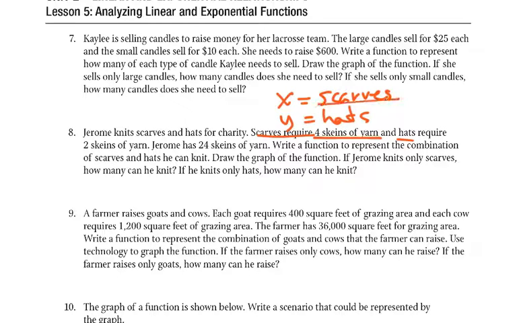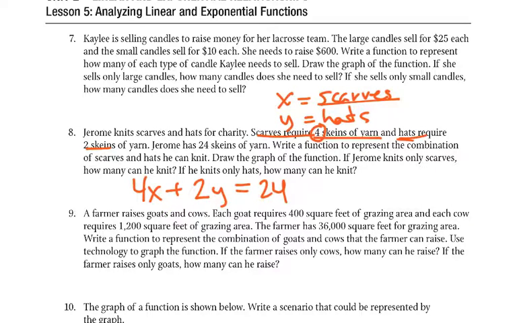So to make a scarf, I need 4, so I'd go 4 times X. To get a hat, I need 2, so it'd be 2 times Y. Add those together, that would equal 24 skeins of yarn. So we want to see how many of each we can make.